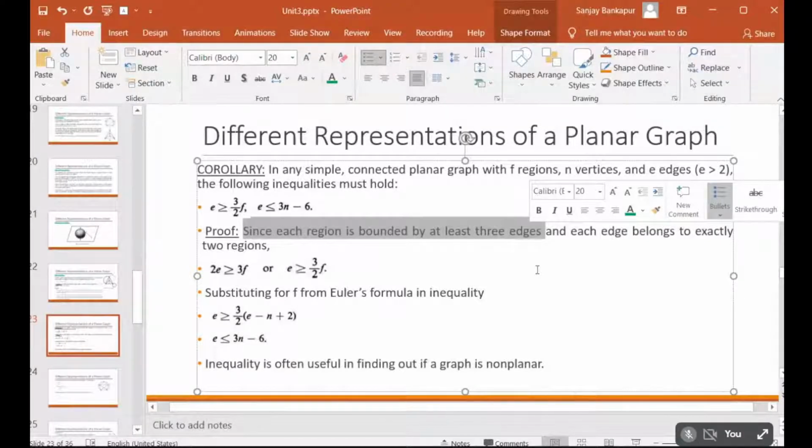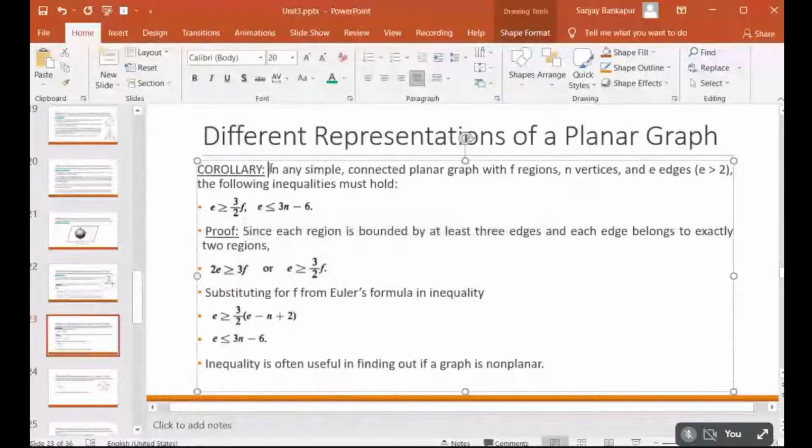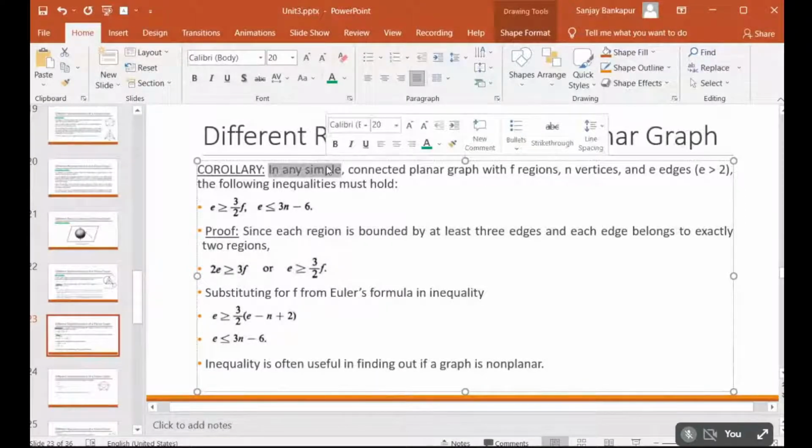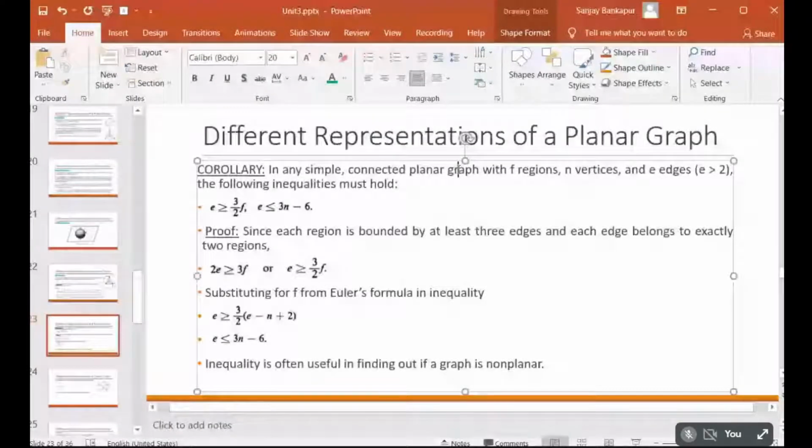A triangle, 3 edges. Kamesh says 3 is the minimum number of edges required to form a closed polygon. Yes, but what about a self loop? That doesn't make any region. Exactly, Joyce has the answer. See, in the corollary I mentioned that in any simple planar graph. When we use the word simple, many of the things are filtered out. Exactly, a simple graph avoids self loops.